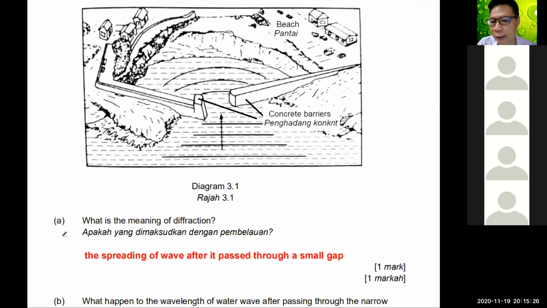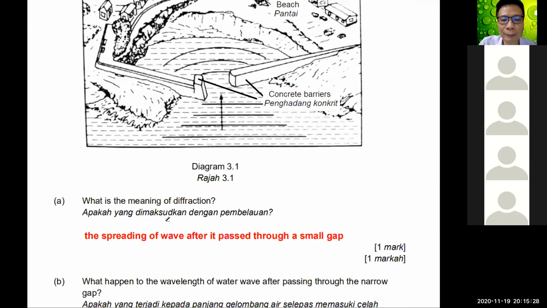Okay, now very short answer. The spreading of the wave after it passes through a small gap. A small gap, or you can also say an aperture. Aperture, A-P-E-R-T-U-R-E. Yeah, a short answer will do: spreading of the wave after it passes through a small gap.